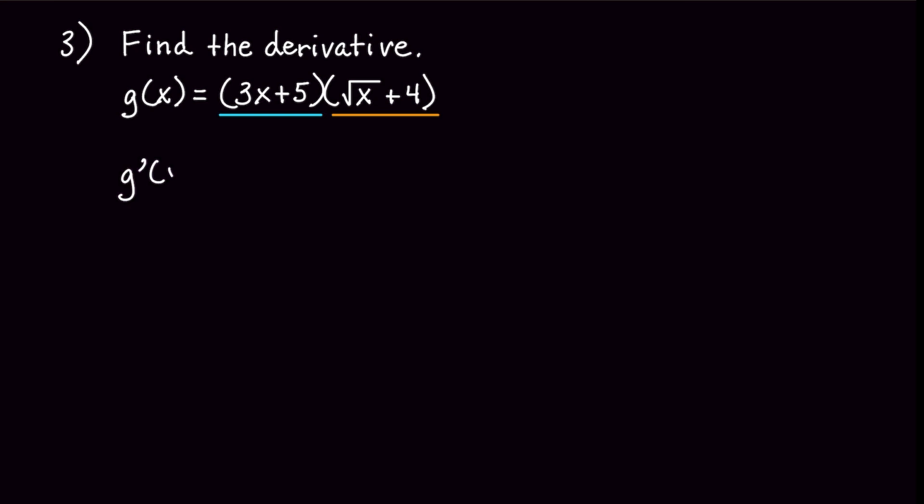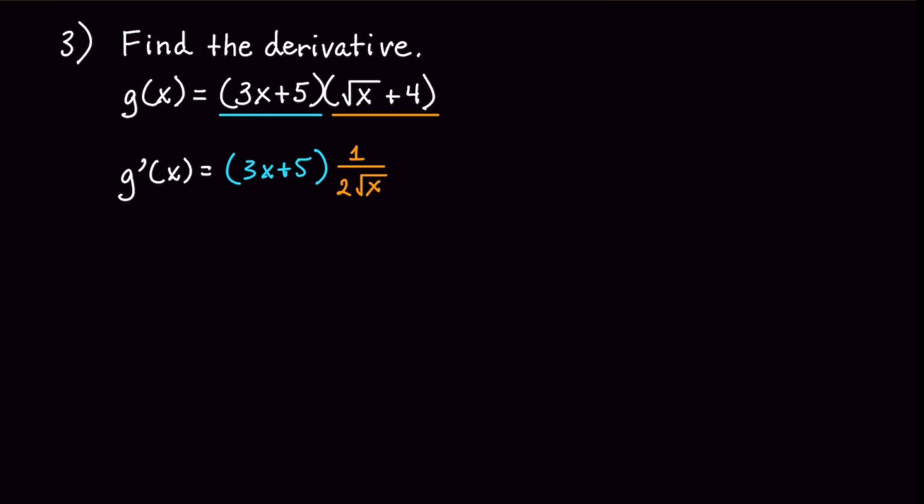So we have g prime of x is equal to the first function, 3x plus 5, times the derivative of the second function. The 4 is just going to be a constant, so we're going to ignore that. But the derivative of the square root of x, we just talked about, that's such an important function to know, the derivative of that you should commit that one to memory. So that's just 1 divided by 2 square root of x.